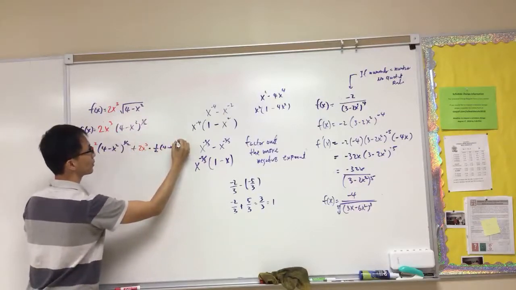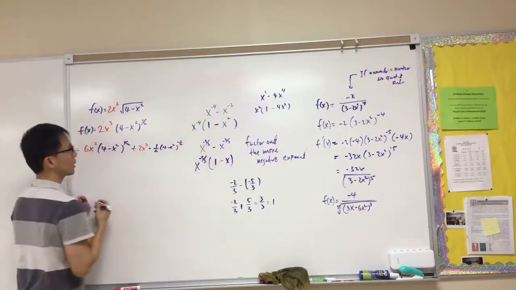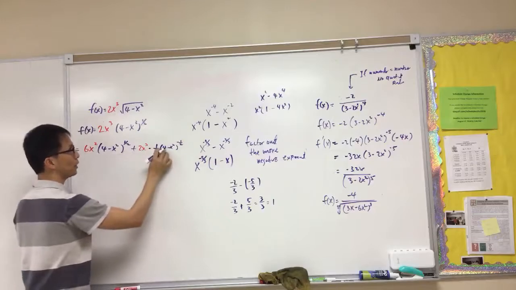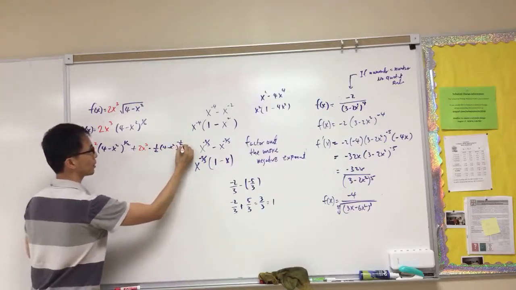So it'd be what? Negative. And then I'm done? No. Inside. Derivative of 4 minus x squared, which is what? Negative.